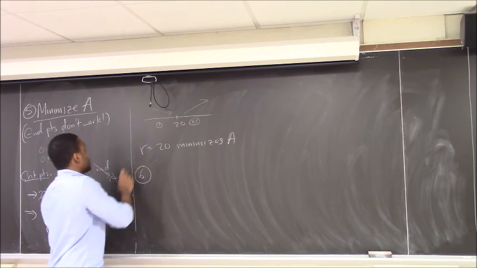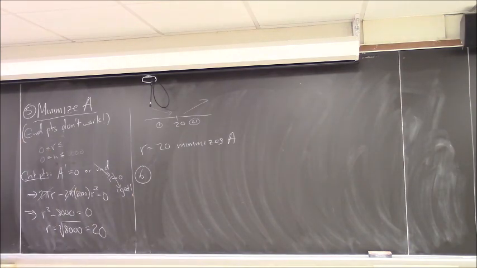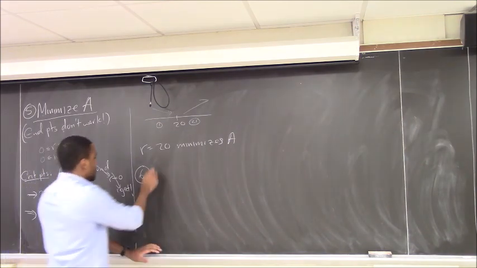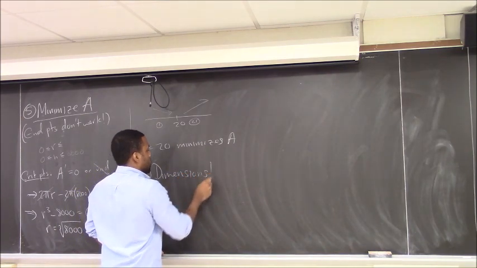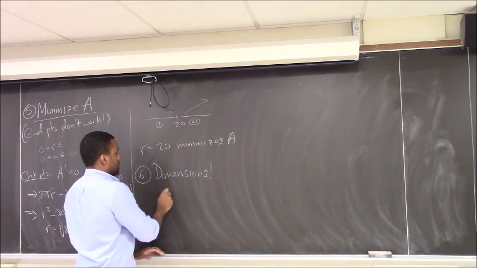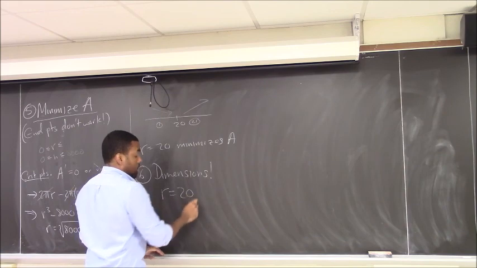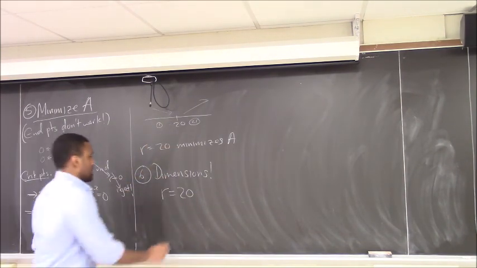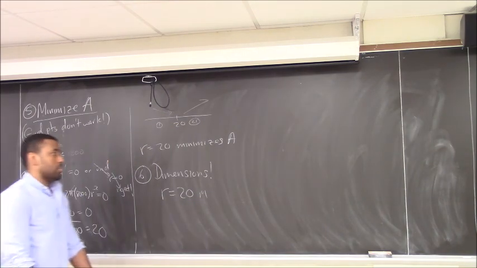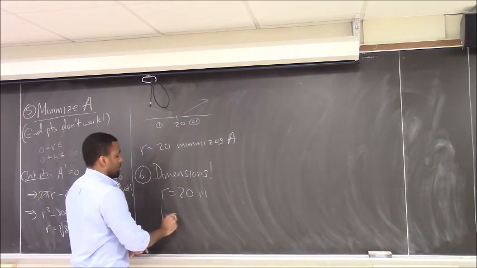Now I move on to step 6. And step 6 asks to find the dimensions. So I need to say what the radius is. The radius is 20 inches or whatever. I mean, I don't really care. It's 20 meters, and the height.